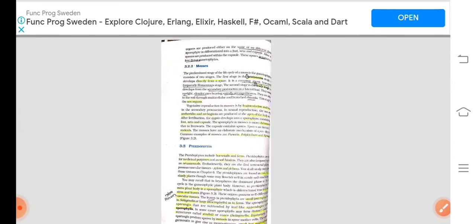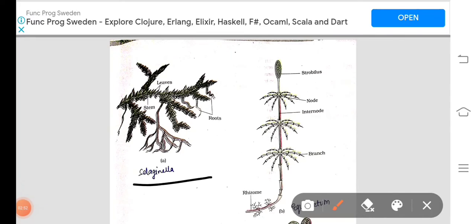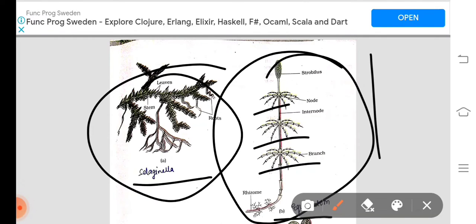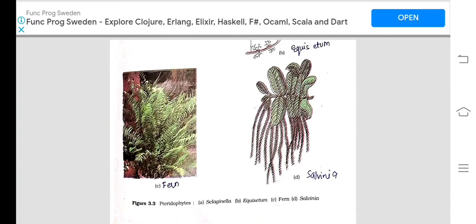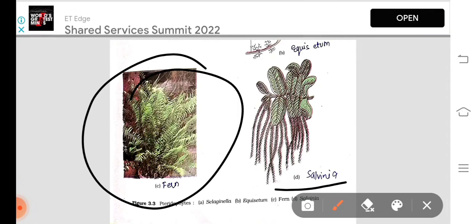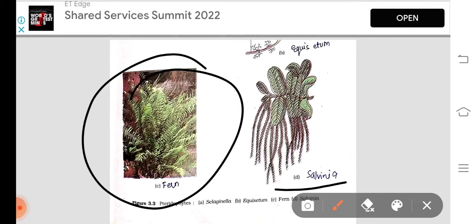Now let's see what are pteridophytes. You can see here, this is Selaginella. This one is Equisetum. Equal setup is done, so you can remember Equisetum like so. Then this is your fern. You must have seen fern once or twice. And this is Salvinia. There is a line in your NCERT which says that Salvinia and Selaginella are heterosporous. So you will be able to learn the names Salvinia and Selaginella on your own.